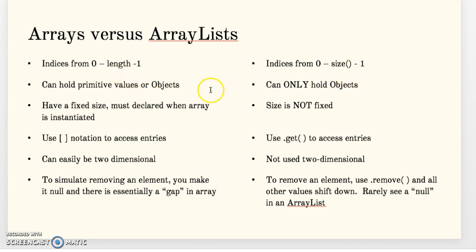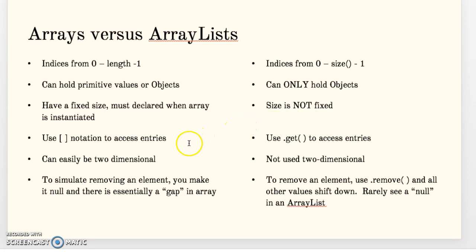Arrays can hold primitive values or objects, whereas an array list can only hold objects. With an array, the size is fixed, and you have to declare the size when the array is instantiated. With an array list, the size is not fixed. It can increase and decrease in size as elements are added or removed.